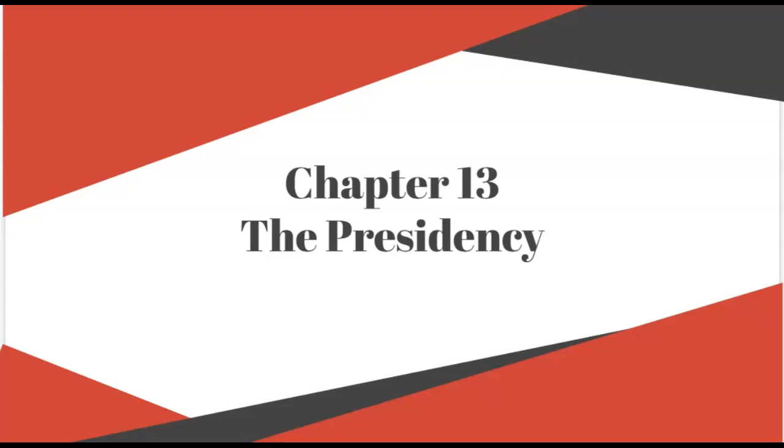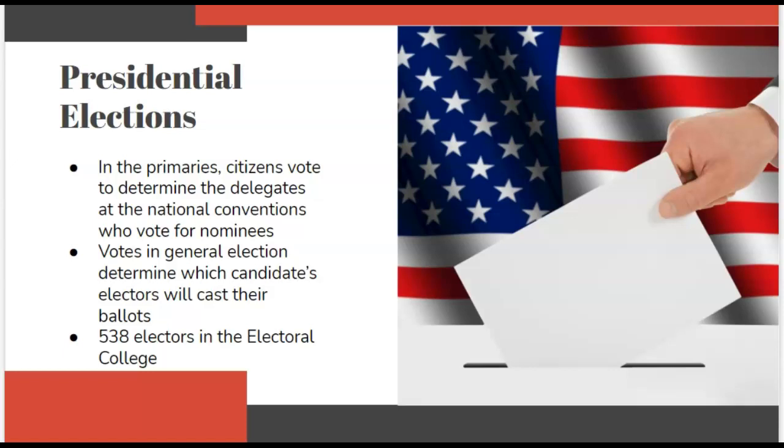This lesson will cover Chapter 13 on the Presidency. It is no doubt that presidential elections garner the most attention. The first aspect of a presidential election is the primary, and primaries happen in each of the states all over the country. Once the presidential nominee is decided upon of that political party, delegates go to national conventions and vote for those nominees at each of the political party conventions.